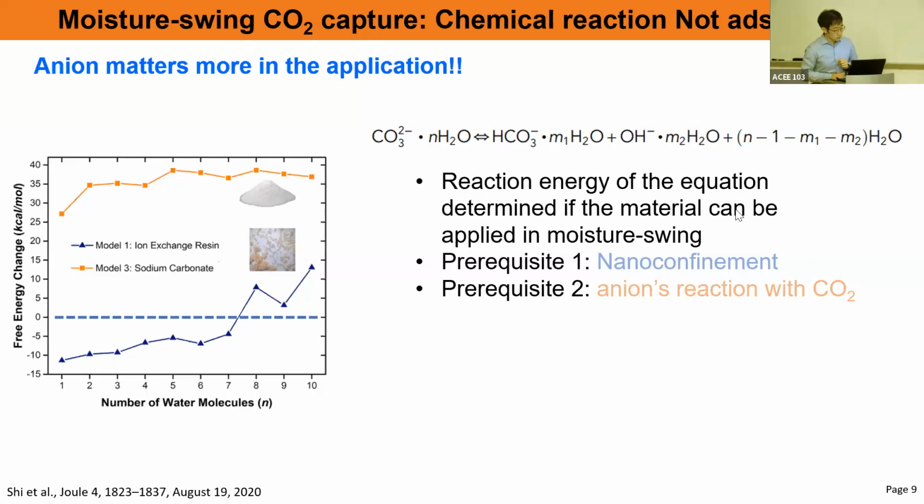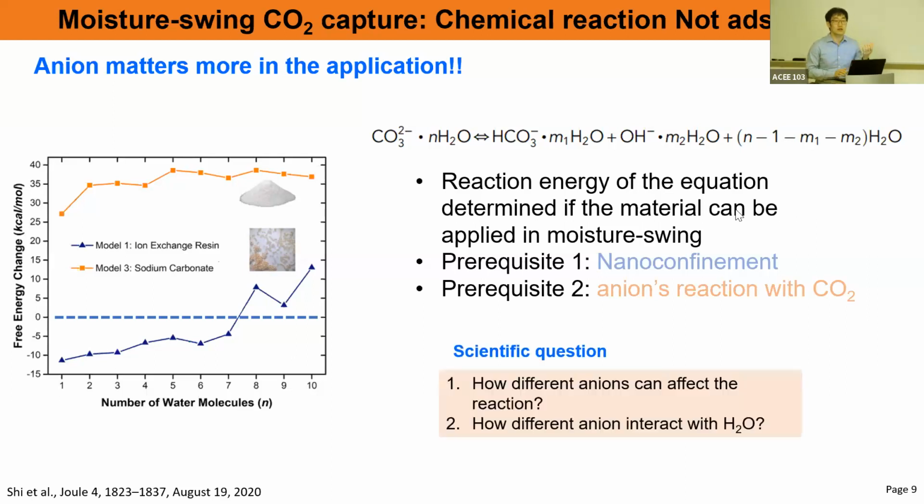In their modeling, you can see if the water amount is small, just one or two water molecules there, the overall reaction energy of this equation will be negative, meaning more hydroxide will form. That means more carbon dioxide will be captured under low moisture level. However, if there is more water in the system, for example about 10 water molecules, the reaction energy will become positive, meaning the reverse reaction will be preferential. In that way, hydroxide will decrease and carbon dioxide will start to release.